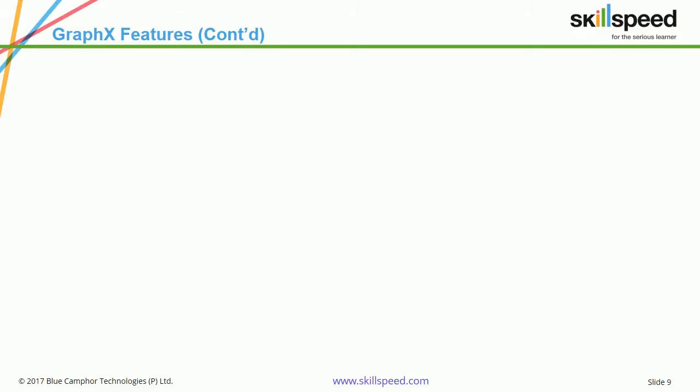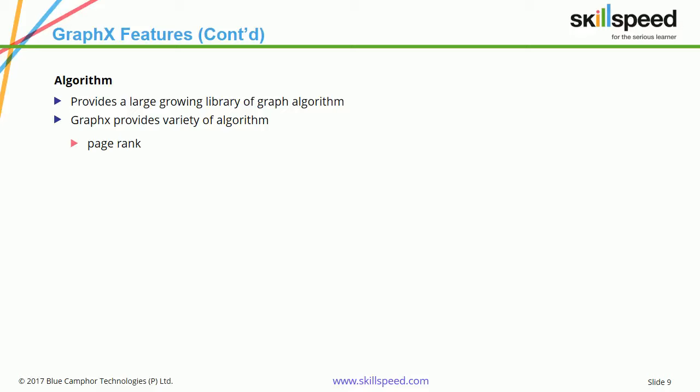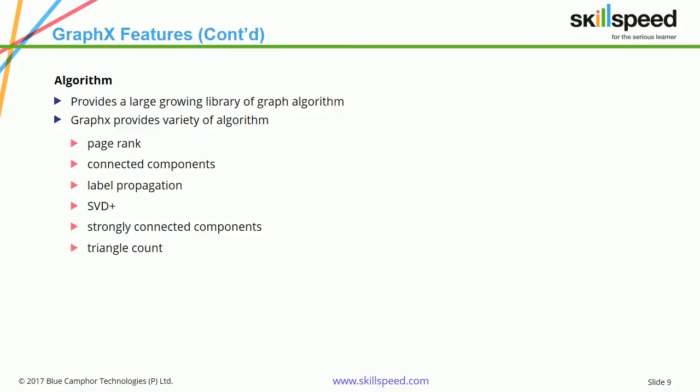Now, GraphX also supports a wide variety of growing library of graph algorithms. Some of them are the PageRank, connected components, label propagation, SVD plus plus, strongly connected components and triangle count.